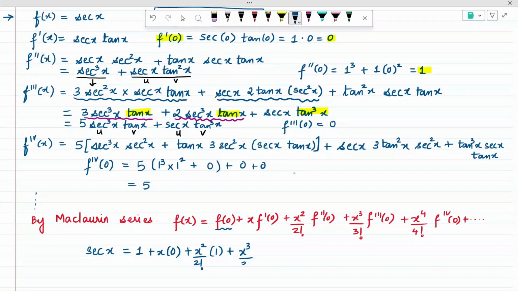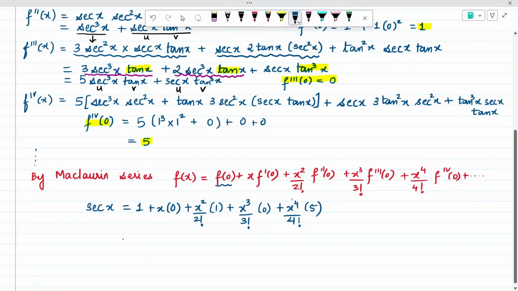x cube by 3 factorial के साथ f triple dash at 0 which is here and we've got a 0 there. x raised to 4 divided by 4 factorial के साथ fourth order ये रहा. So that's 5. Let's simplify. 0 वाले terms गायब हो जाएंगे. So x square by 2 factorial, x raised to 4, okay, 5 times x raised to 4, and 4 factorial is nothing but 24.